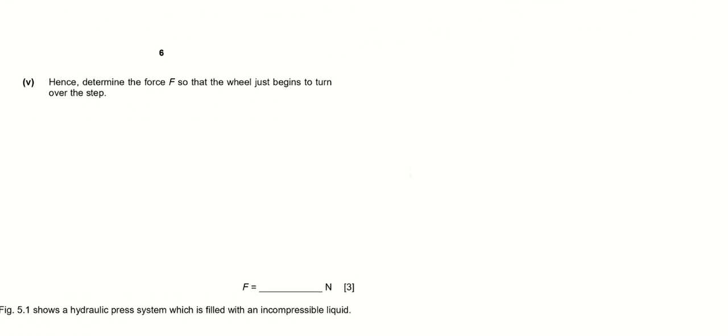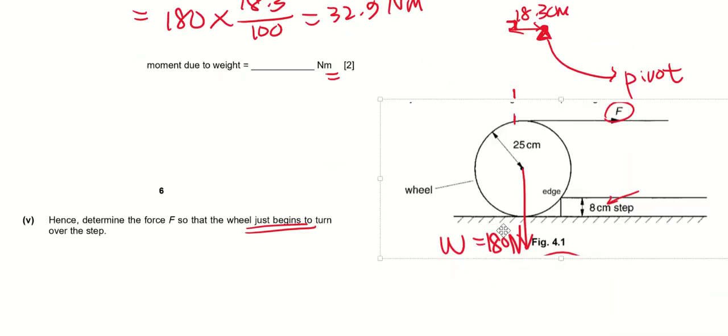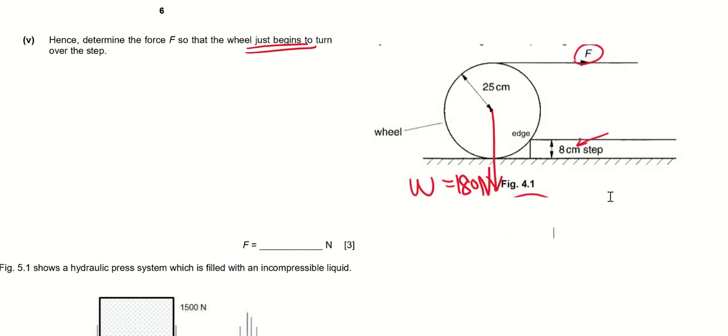Hence determine the force so that the wheel just begins to turn. That means it's just going to exit the state of equilibrium. When the force is just nice, it will be at that point of equilibrium, alright? So I'm going to pull this picture down again, so you can see. Okay, so this force is actually here, right? And we have identified that this is the pivot, right?